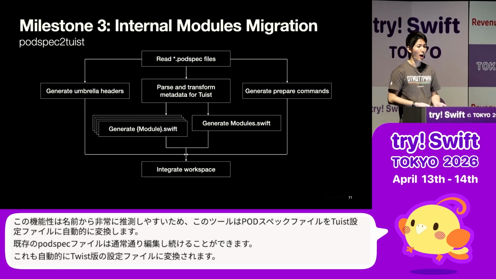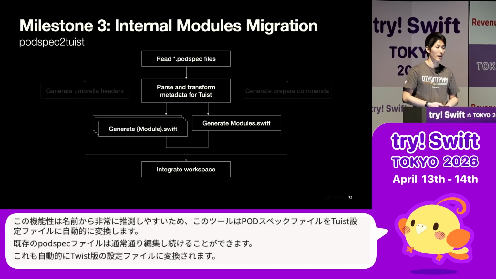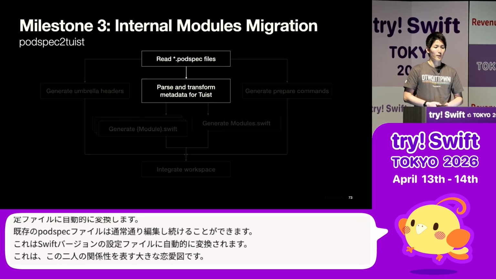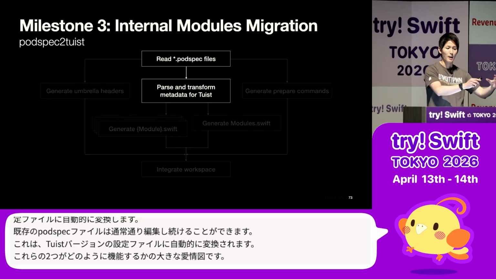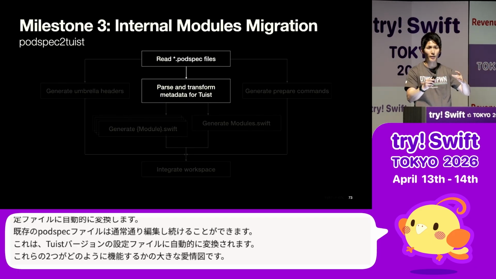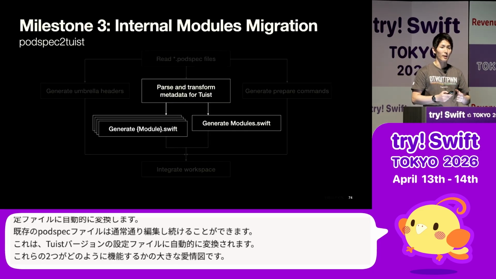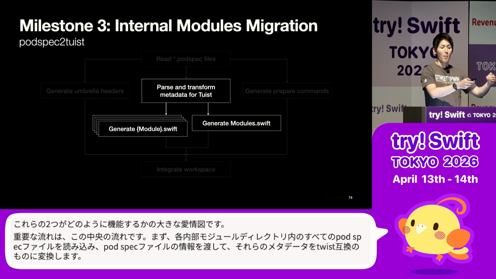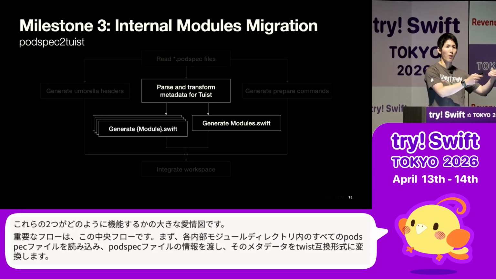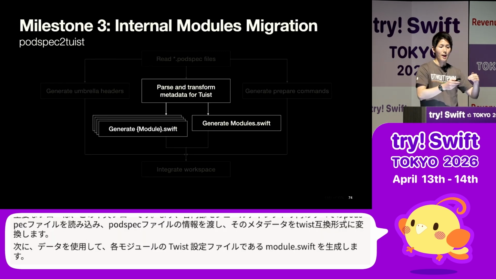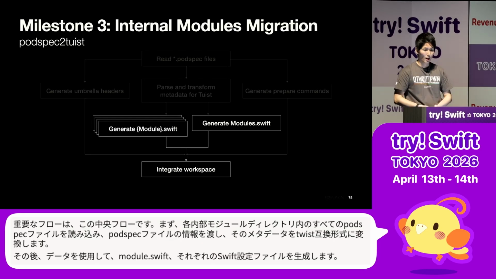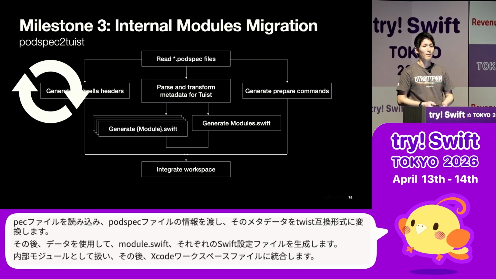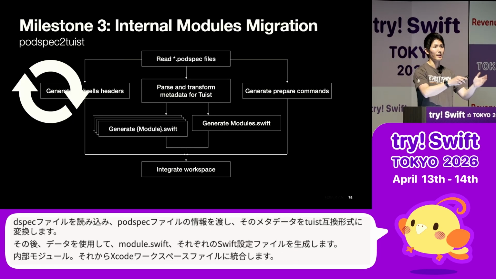This is a very rough diagram of how this tool works. And the important flow is this central flow. First, read all podspec files in each internal module directory, parse the information of the podspec file, and transform that metadata into Tuist-compatible metadata. Then, by using the data, generate the Module.swift, the Tuist configuration file, for each internal module. Then integrate them into the Xcode workspace file. This entire flow is executed repeatedly on both local machines and the CI pipeline.